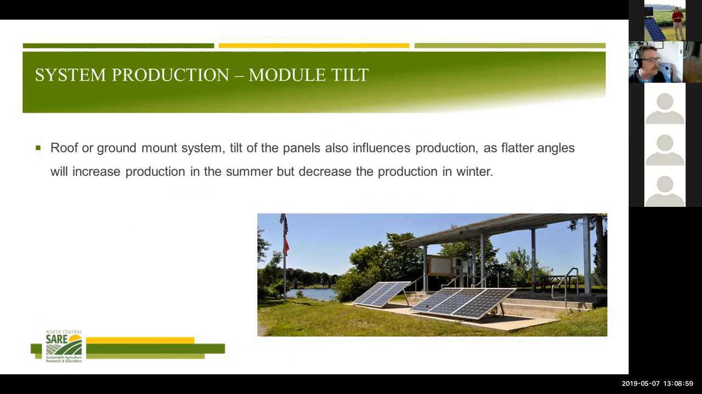Here are a couple of tilt angles of a system installed in Ohio. If we look at their production, in the summer these are going to produce more. In the winter, these are going to produce more. But over the overall year, it's probably going to be this system that produces more. This one maximizes summer production. This one is maximizing all year. And if I wanted to maximize winter, I might put one at an even higher tilt angle over here. I also have a fairly flat tilt angle up here on the roof.